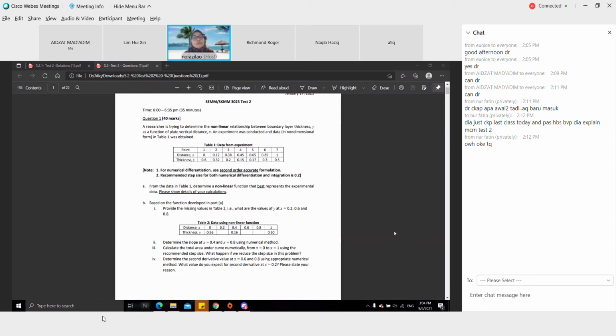Try to open the curve fitting topic. Okay, everyone, open your textbook, open your module. Have a look again at the topic curve fitting and interpolation.